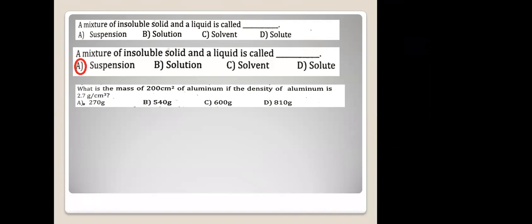Now, this question is a numerical problem. What is the mass of 200 centimeters cube of aluminium if the density of aluminium is 2.7 gram per centimeter cube? Don't answer, guys. Wait. It's numerical. Take 10 seconds, then I will say start. Calculate. I can't see anyone calculating. Guys, calculate.